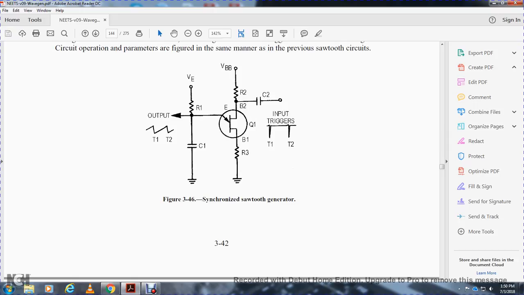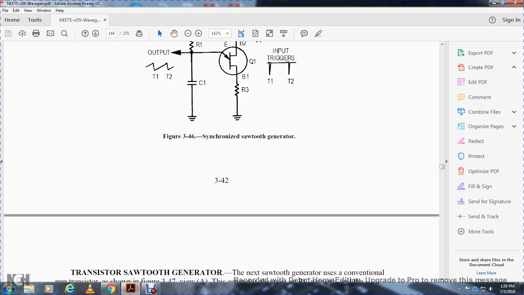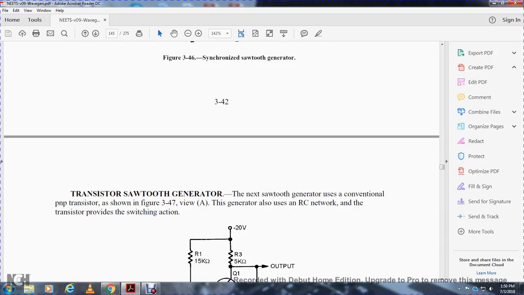Figure 346 shows a synchronized sawtooth generator. Resistor 1, capacitor 1, resistor 2, resistor 3, base 1, base 2, emitter, capacitor 2, input triggers at time 1 and time 2. Unijunction transistor sawtooth generator.